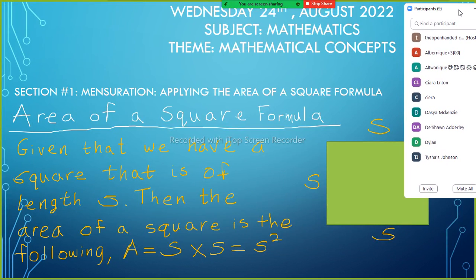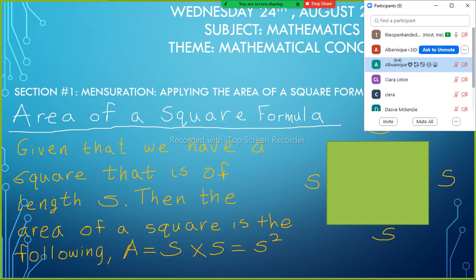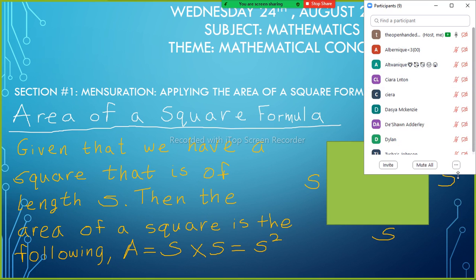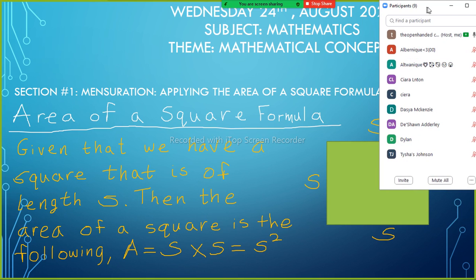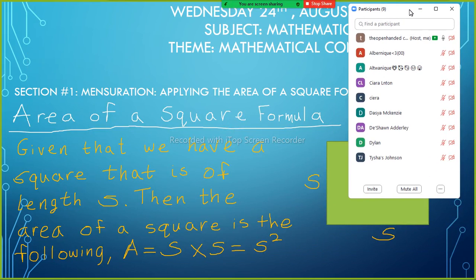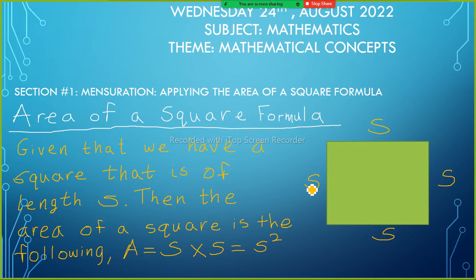Okay, so now that we know what's the area of a square, let's apply it to our actual questions. So we're going to look at several questions where we're going to apply the formula of the area of a square. So we know that it's length times width, s times s. Okay, let's move on.